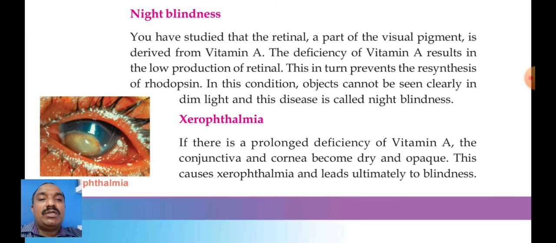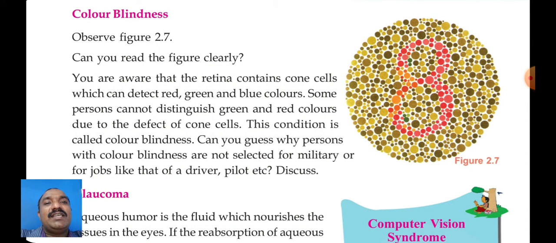Next we can move to the other disease, that is called color blindness. That is the next disease that we have to study. From the name itself we can understand what it is. Color blindness means a person becomes unable to detect or identify colors. The person becomes unable to detect some colors, not all the colors. That condition is called color blindness. Why is it caused?